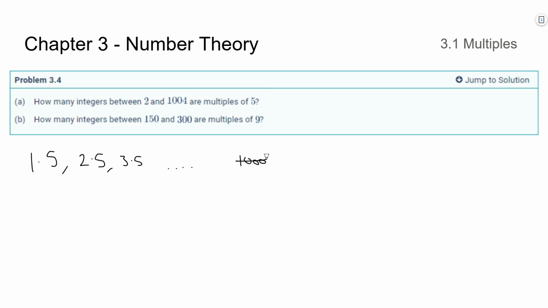But instead of calling it 1,000, 5 times what would be 1,000? That would be 200. So let's do 200 times 5. Well, how many multiples of 5 are there between 2 and 1,004? Well, 200, because we started at 1 and we went up to 200.